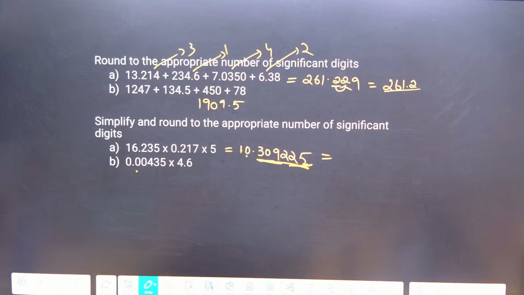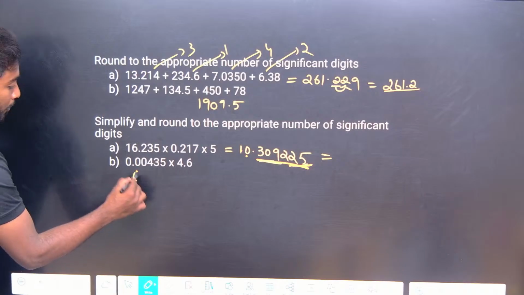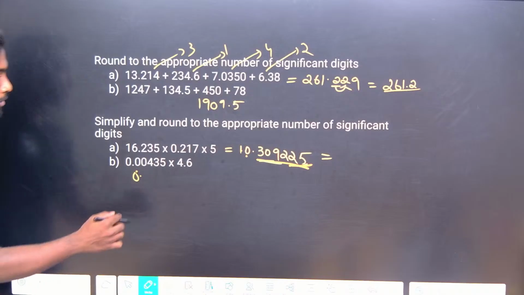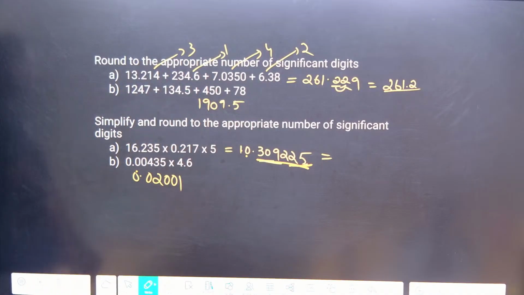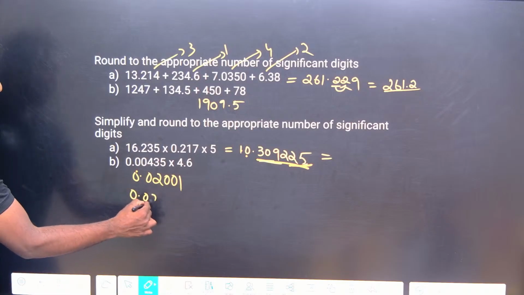So what about this one? You can do simple calculations. 0.00435 into 4.6. We are getting 0.02001. 0.02001 is the value. So what is the least significant figure count here? 2. Okay, what should I take now? What should the answer be? 2.0 into 10 to the power minus 4. 0.020. That's the answer.